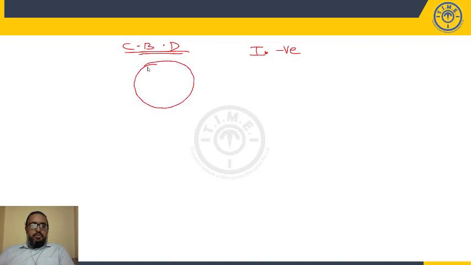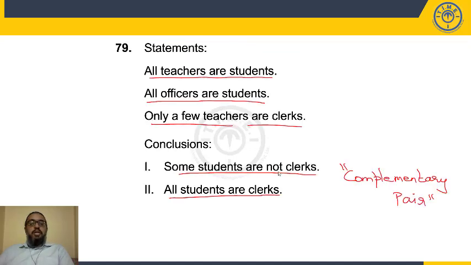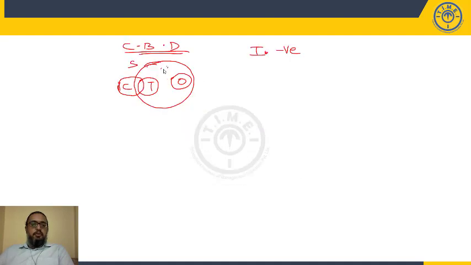So this is the students, and this is the teachers, this is the officers, and this is clerks. Okay. So all teachers are students, all officers are students, only a few clerks are teachers. Okay. So now the negative says some students are not clerks. Yeah. See, now look at the dotted region inside students. Those are some students that are not clerks. So negative follows.